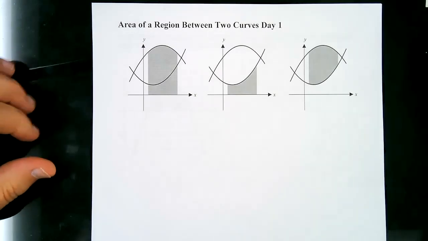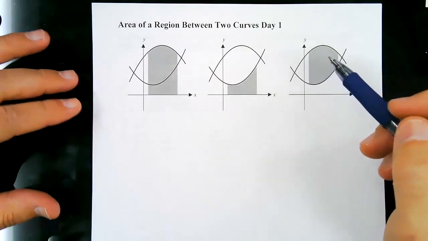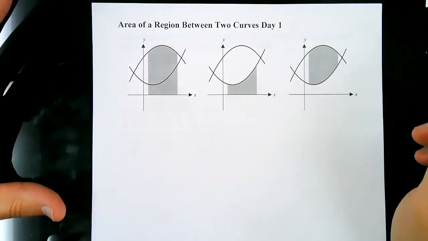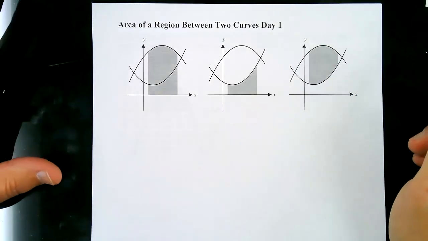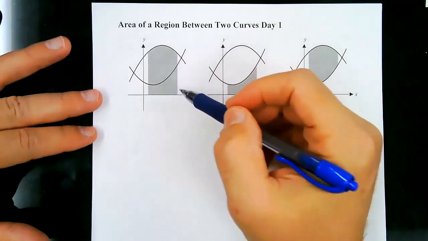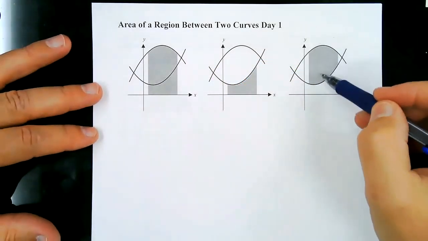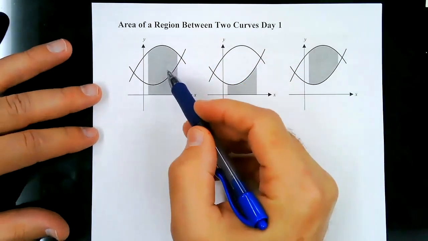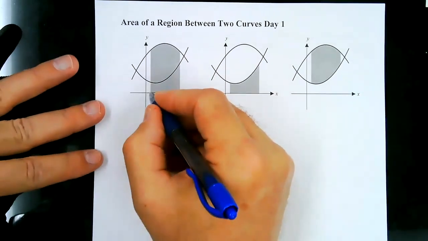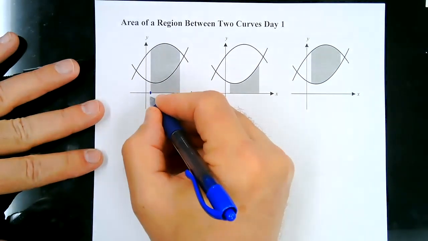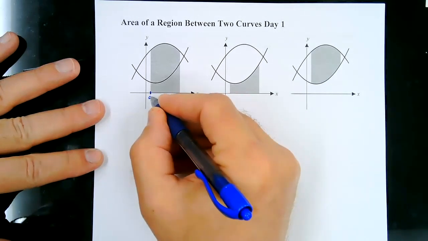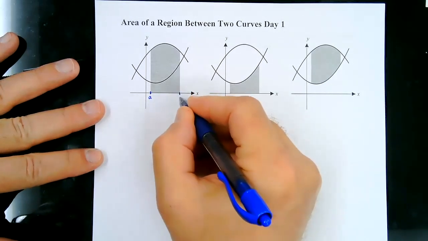Previously, we've learned how to find the area between a curve and the x-axis, but how do you find the area between two curves, like in this case, the shaded region? What we're going to look at is this left endpoint A, and that's where we want to start finding the area. And then right here, B.